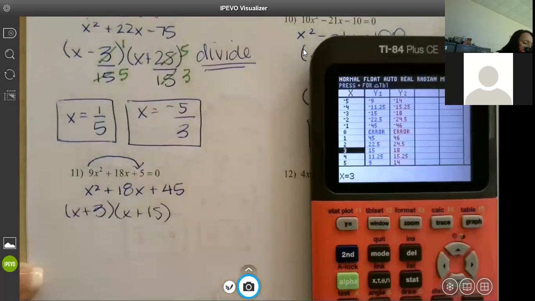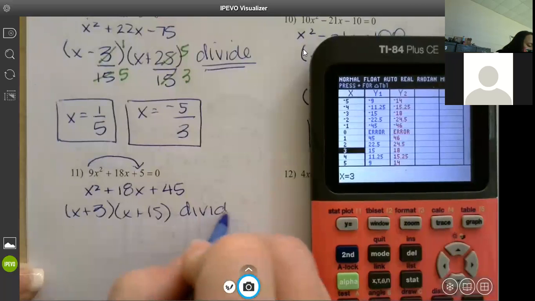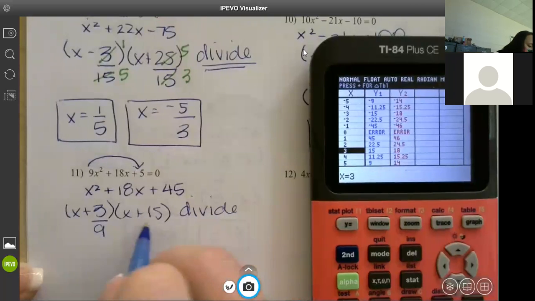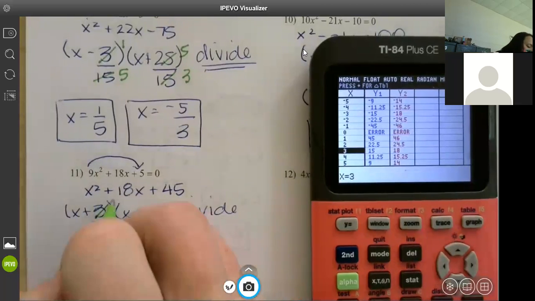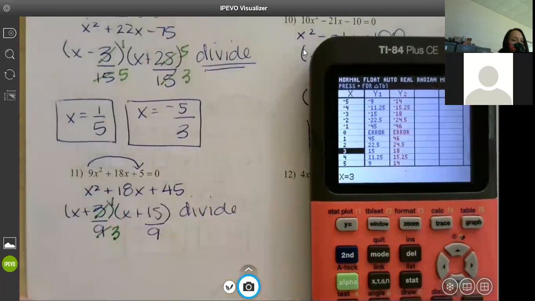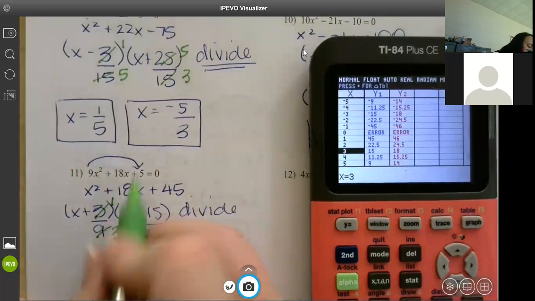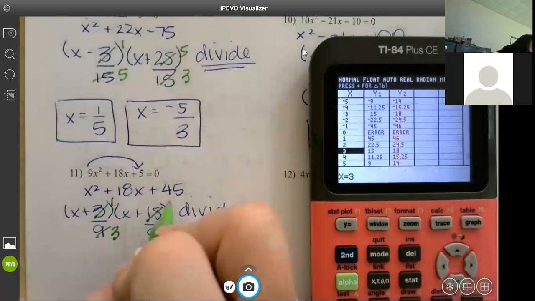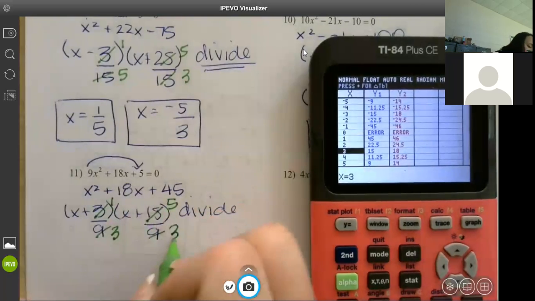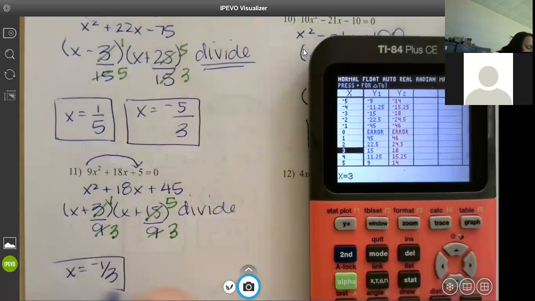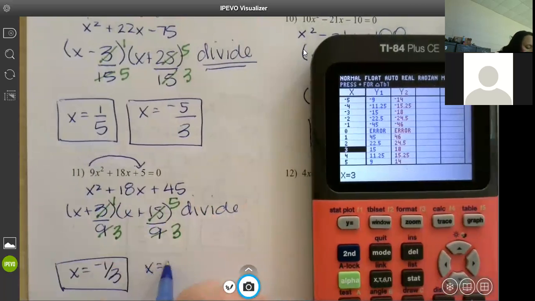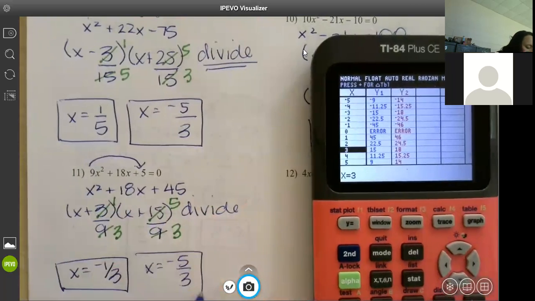Don't forget to divide. Three ninths is divisible by 3, so 1/3. 15 and 9 are also divisible by 3, so 5/3. So my two answers: negative 1/3 and negative 5/3.